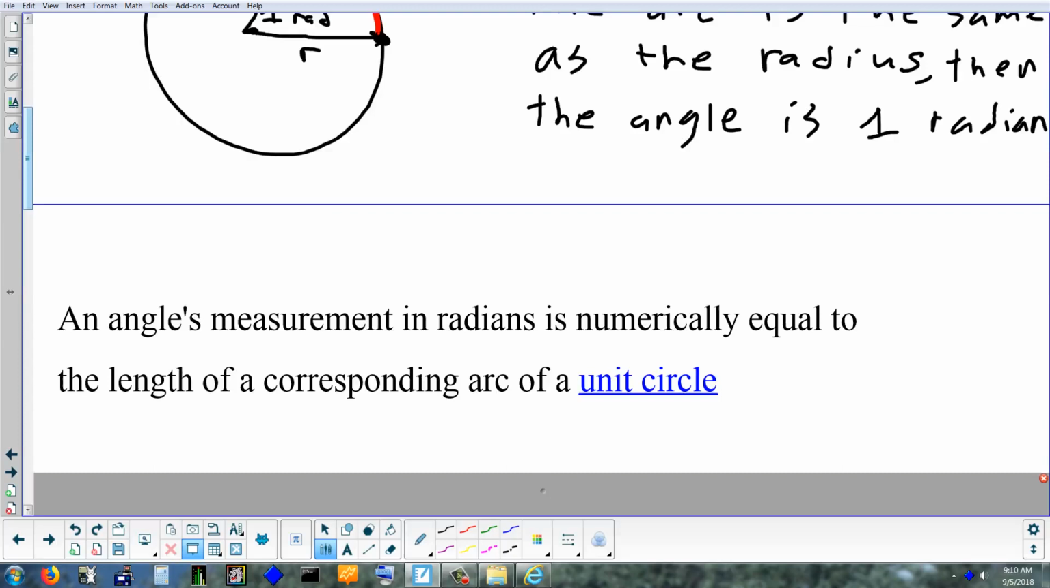Well, what would be a nice number to work with? Very easy number. 1, right? Very easy number to work with. So a unit circle is just a circle where the radius is equal to 1. That's all it is.